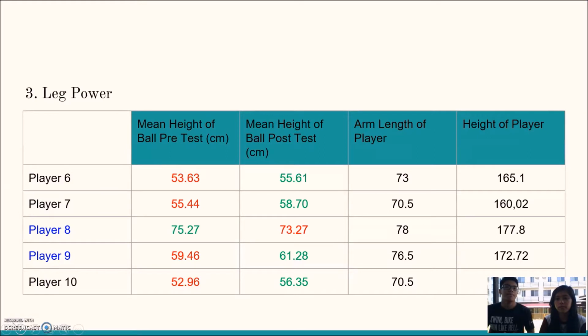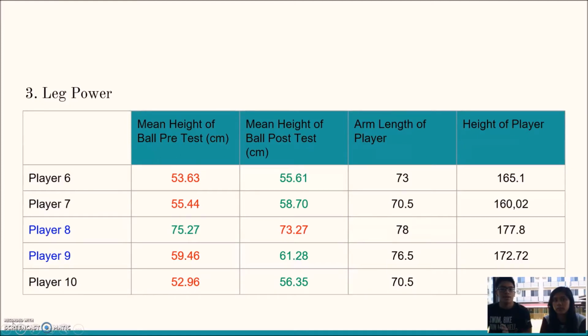So lastly for the leg power, the player's throwing arm length and height were taken into account in order to see the degree of improvement, if any, in relation to their respective heights. Because a taller and longer limb player will naturally have an advantage in this test as compared to a shorter player.